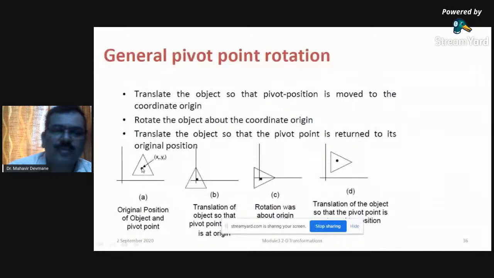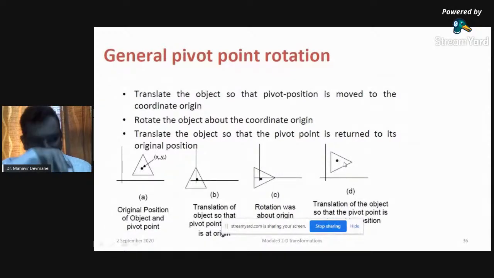So what is done is that this fixed point is again sent back using the same values. Now it will be translated by xf comma yf, right? You are moving this fixed point by the same amount, so that it will come to this location. So as shown in diagram D, your final triangle will come to the required location.